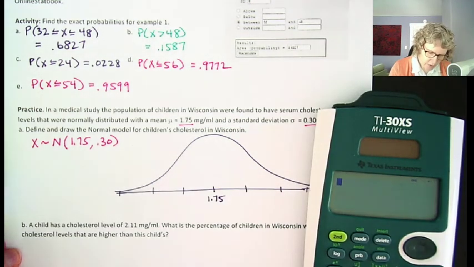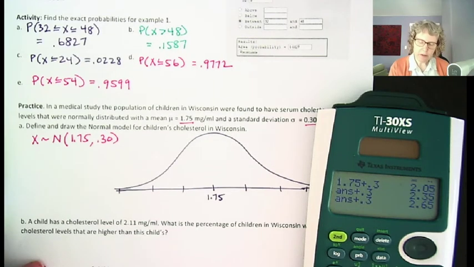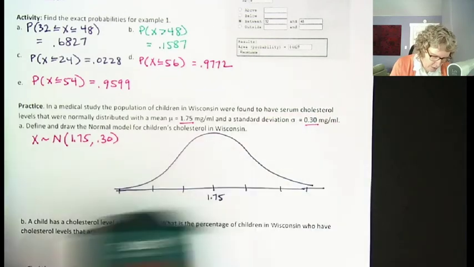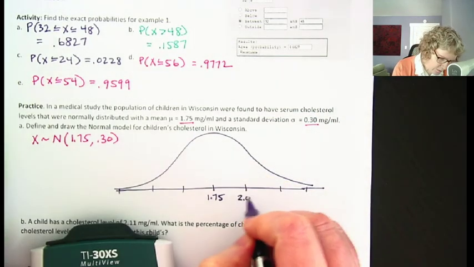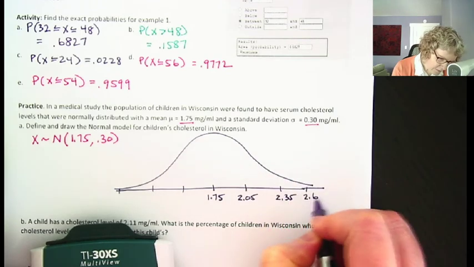Okay, so I'm going to do the shortcut for the standard deviation. So 1.75 plus 0.3 enter plus 0.3 enter plus 0.3 enter. Okay, so that gives me my three values to the right of the mean. So they are 2.05, 2.35, and 2.65.